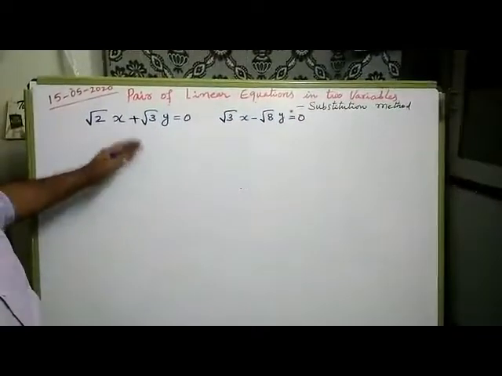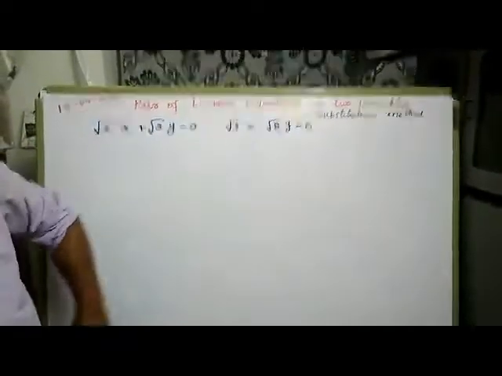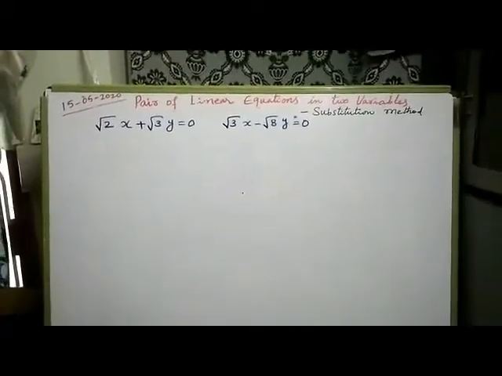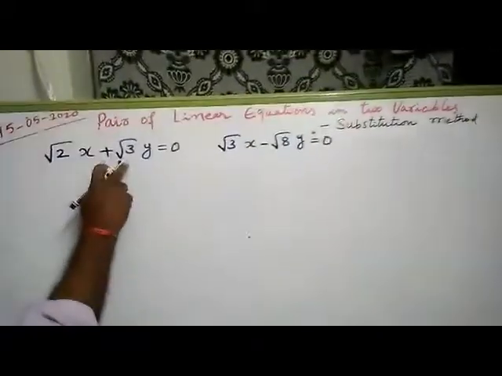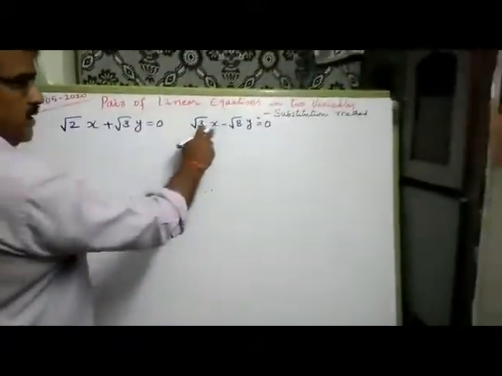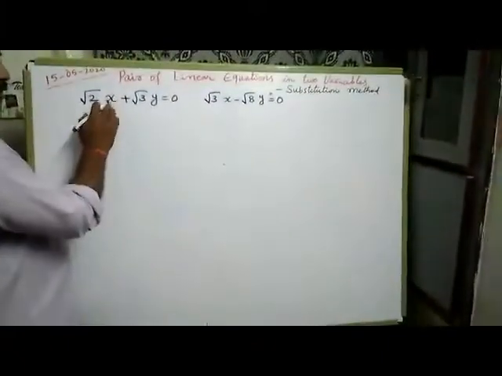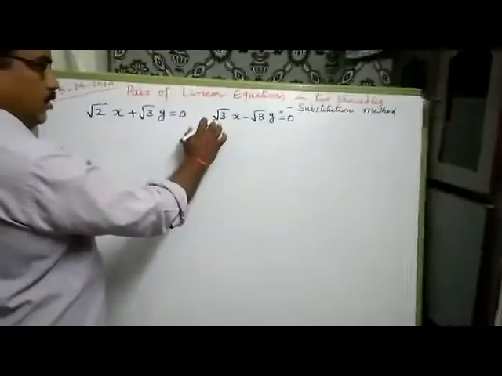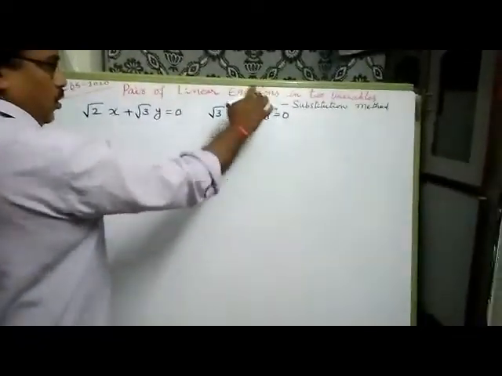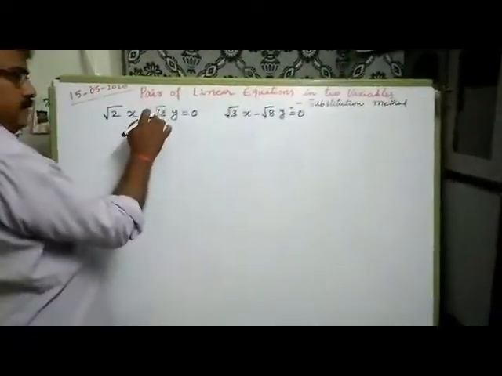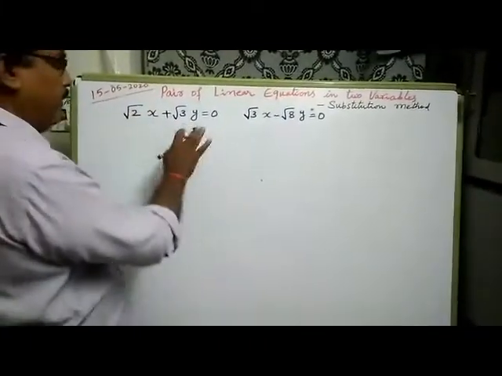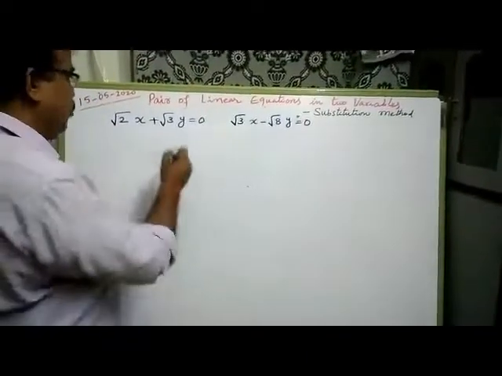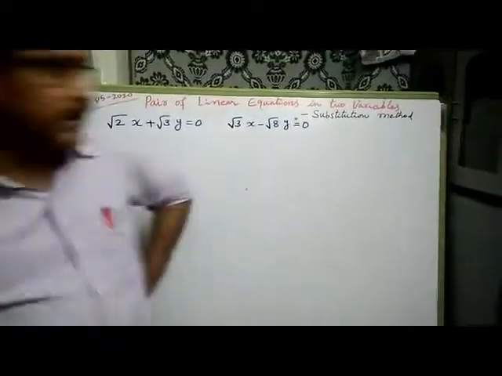Some pair of linear equations are there. We have to solve by using the substitution method. Solve for x and y. Root 2 x plus root 3 y is equal to 0, and root 3 x minus root 8 y is equal to 0. Here the coefficient of x is root 2 and the coefficient of y is root 3 in the first; the coefficient of x is root 3 and the coefficient of y is root 8 in the second. Root is meant only for numbers, not for variables. Here you see how to solve by using the substitution method.